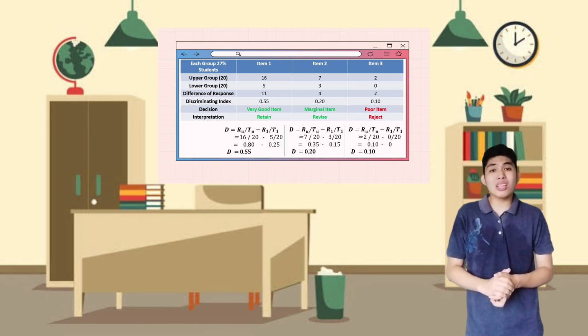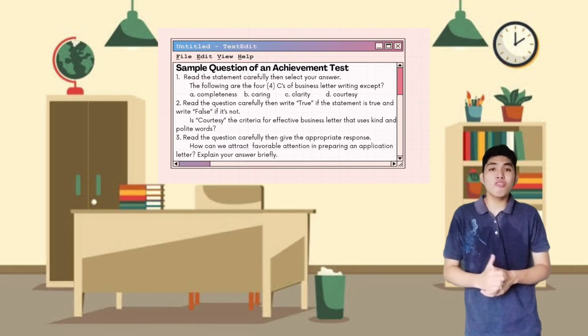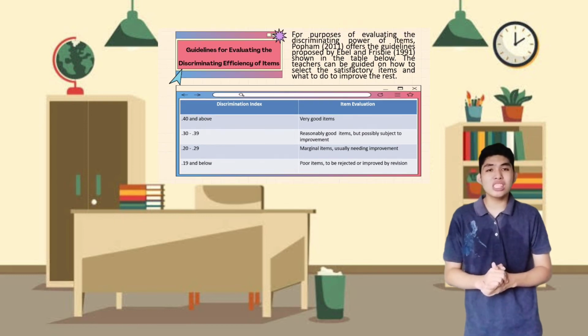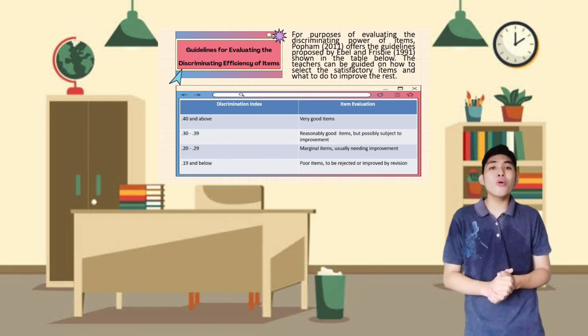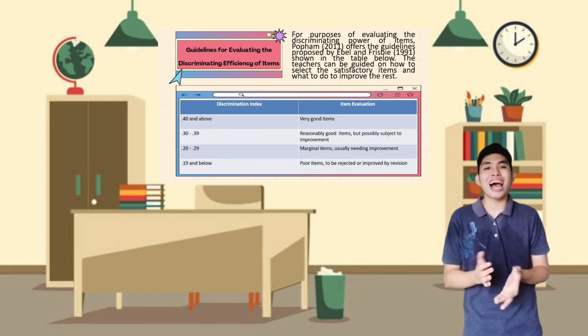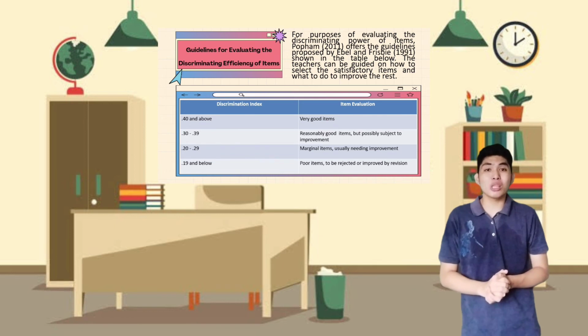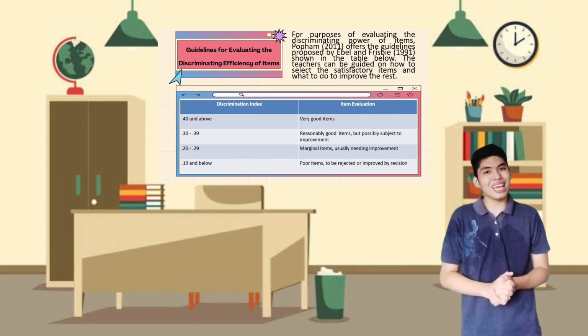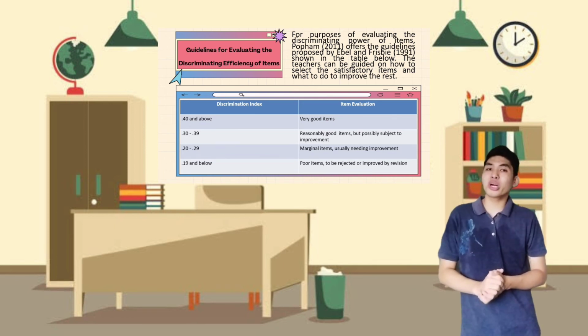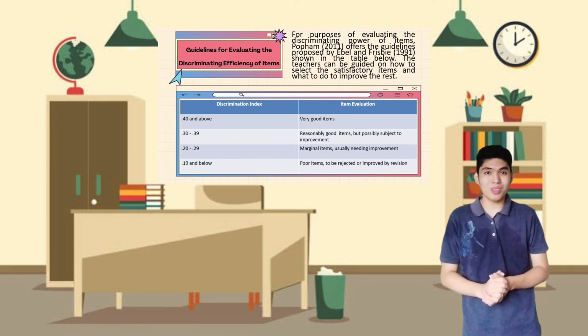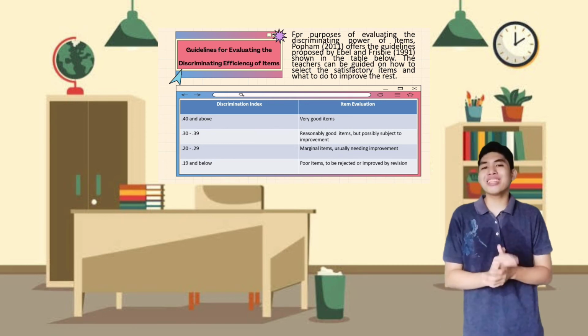Now let's go back to the table, the guidelines for evaluating the discriminating efficiency of items. As we get a 0.55 discrimination index, we could evaluate that the item is a very good item, meaning it should be selected or retained. Is it understandable, class? Okay, very good, class.